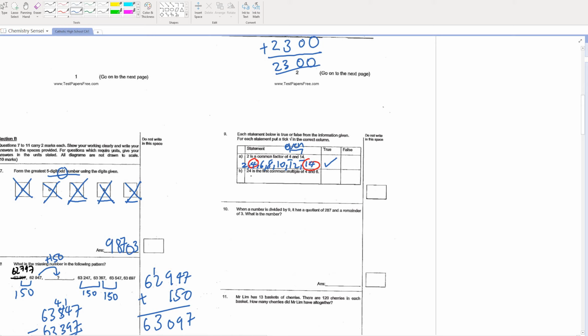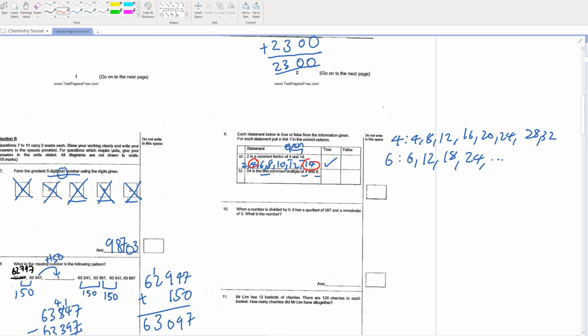Next, question B. 24 is the first common multiple of 4 and 6. So we have multiples of 4. We have 4, 8, 12, 16, 20, 24, 28, 32. How about for multiples of 6? We have 6, 12, 18, 24. Okay, so on and so forth.